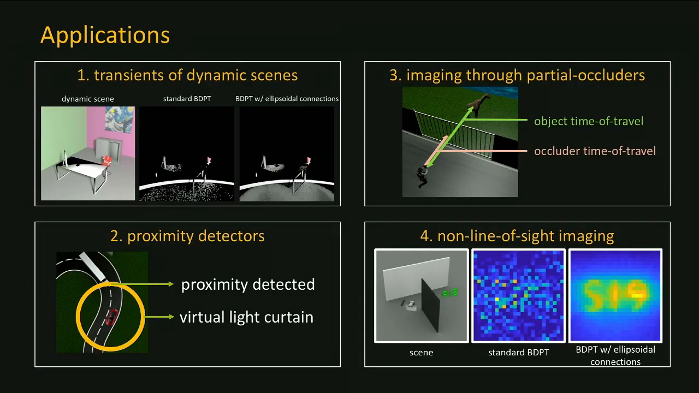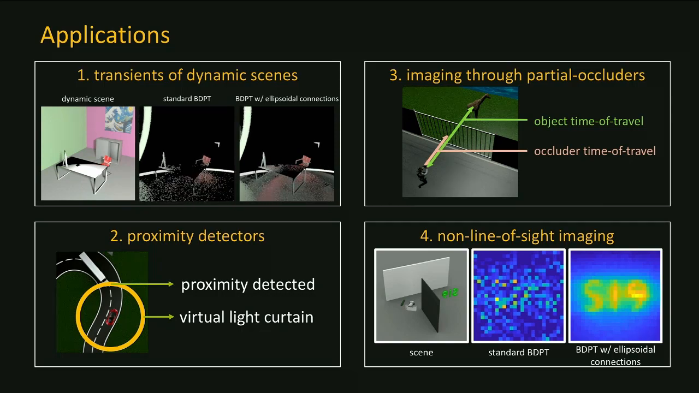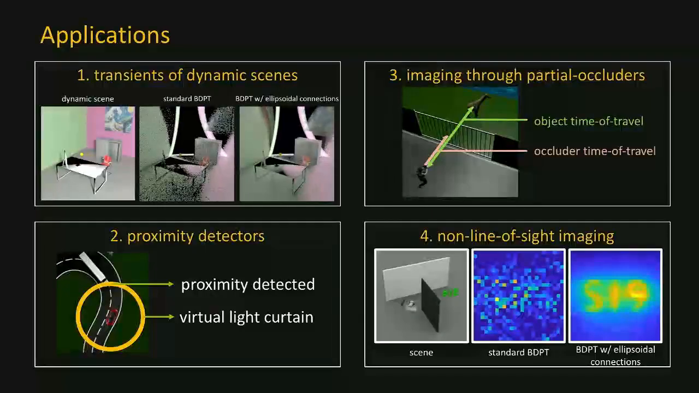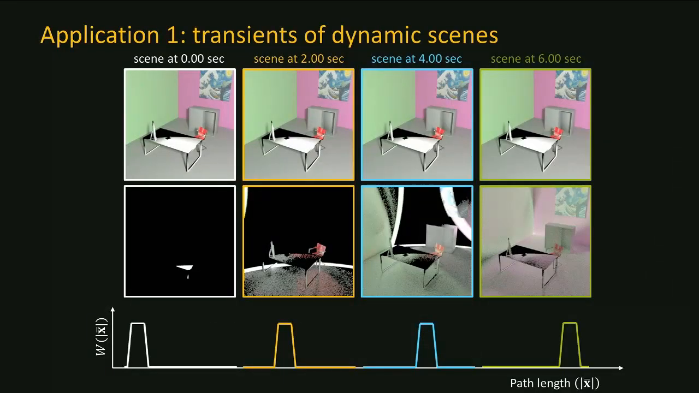Let's now look at experiments focusing on four real-world applications of time-gated cameras. All of the comparisons shown are equal time comparisons. Our first example is transient cameras that operate by imaging one time gate at a time and concatenating the time-gated renderings to create light in flight or transient video.